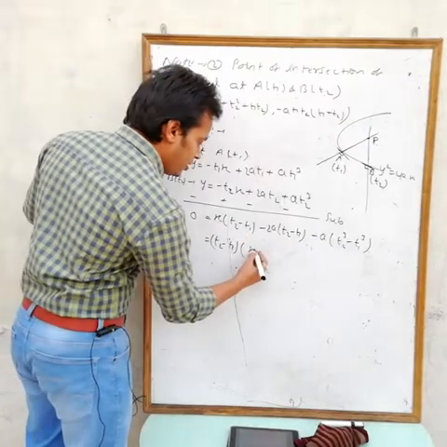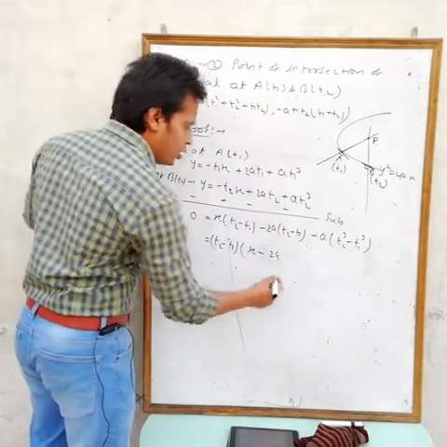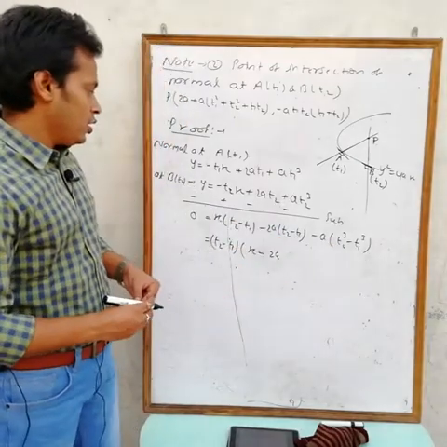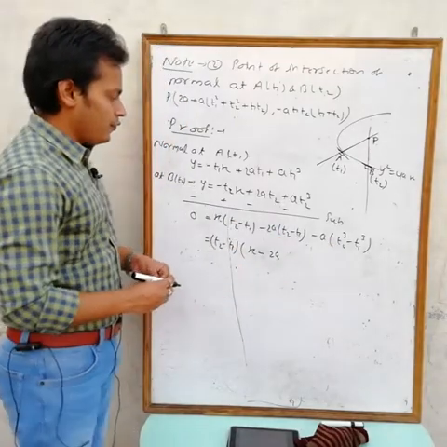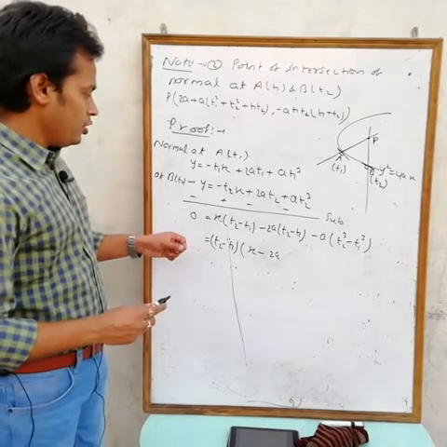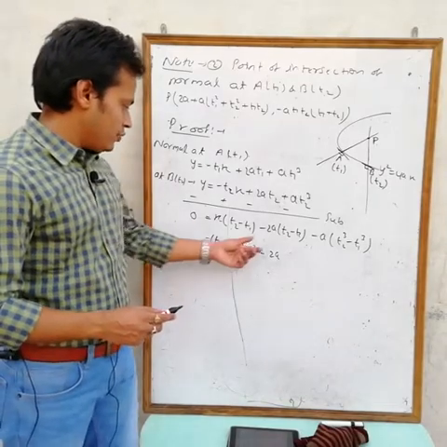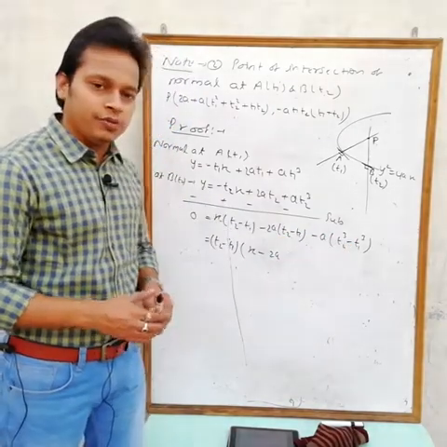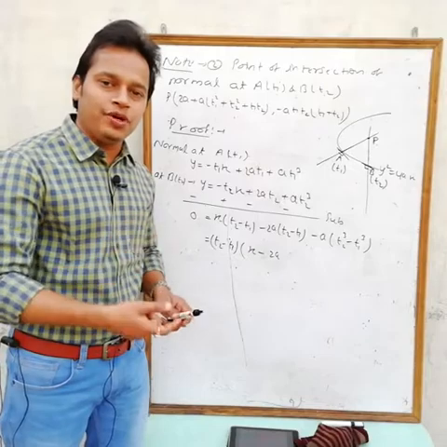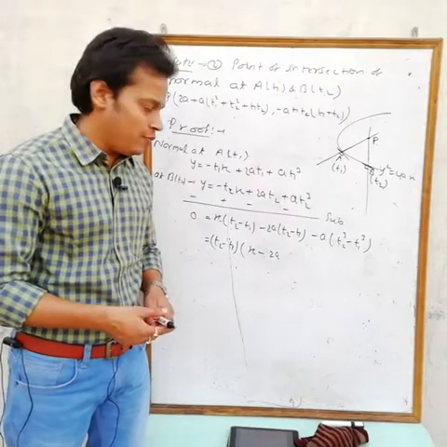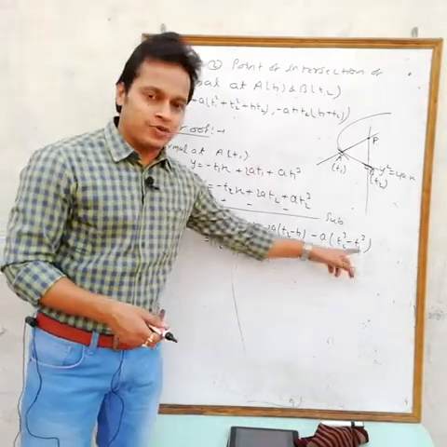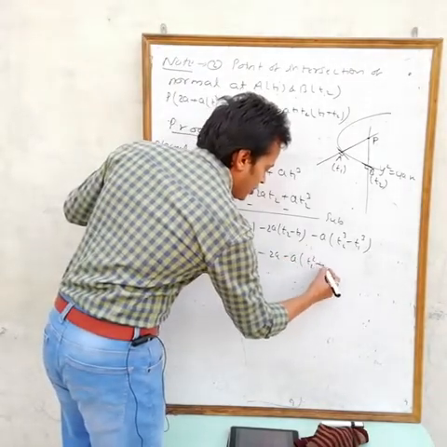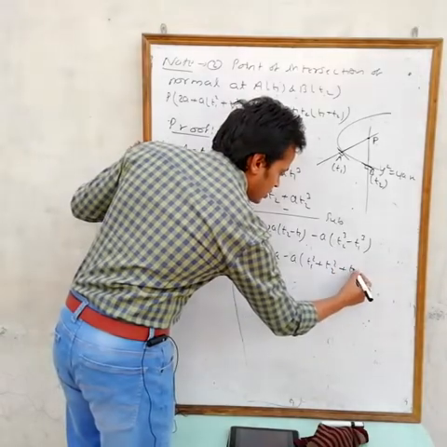Then what remains? X from this one, 2a. Here we are taking T2 minus T1 common, so this is a cube minus b cube. A cube minus b cube can be written as (a minus b) into (a square plus b square plus ab). We are taking common a minus b, then the remaining is a square plus b square plus ab.